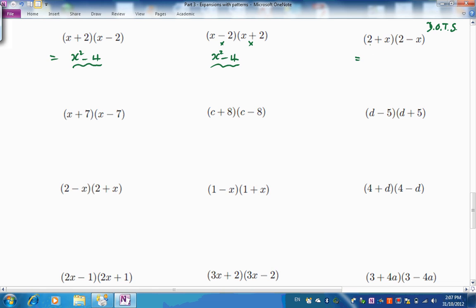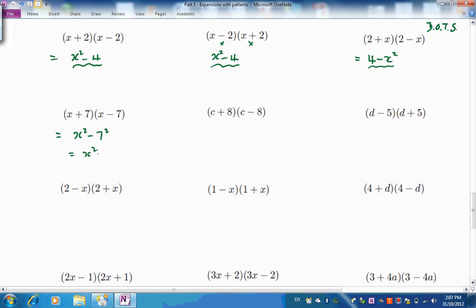What about this one here? First term squared is 4, minus second term squared is x squared. Whatever's in the front of the bracket has to be the first squared. You can check it by multiplying it out. So here, first term squared minus 7 squared. You might have to pause for that one.